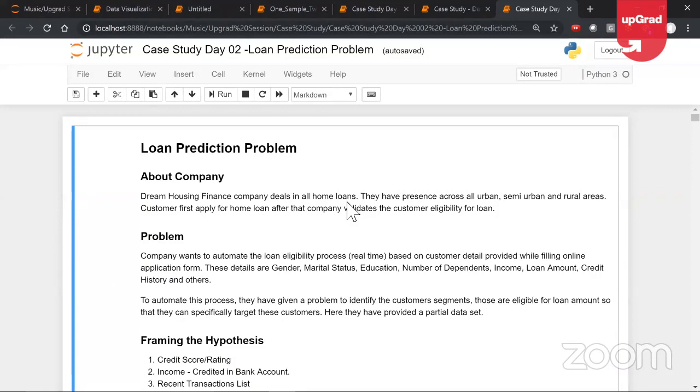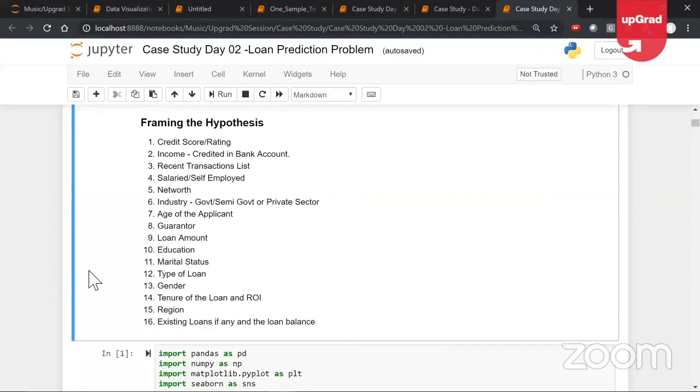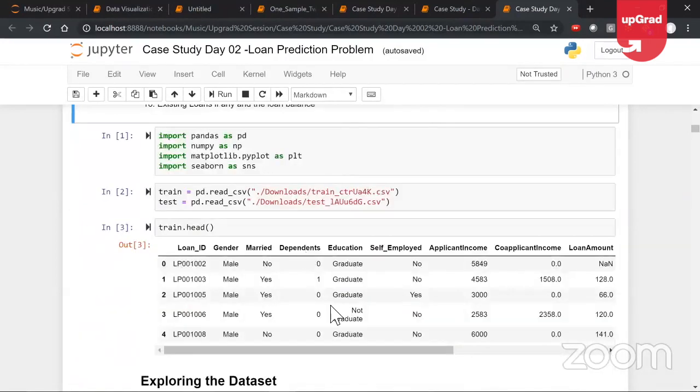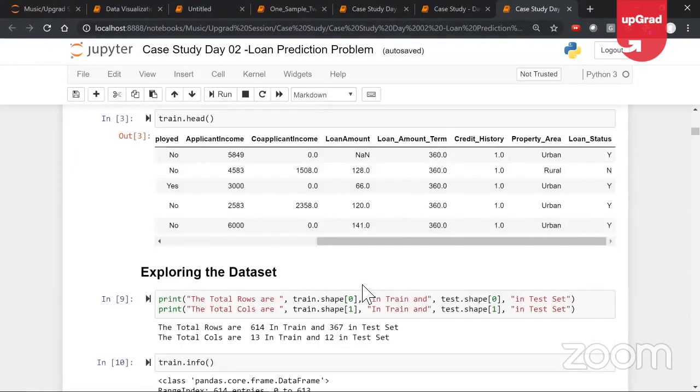Obviously, we need credit score, we need income, right? We need recent transactions, net worth. These are very obvious fields, right? We need marital status. And now this is what my data set is given to me. And on the basis of that, you will need to go back and do some EDA, right? So what kind of EDA can we actually do?